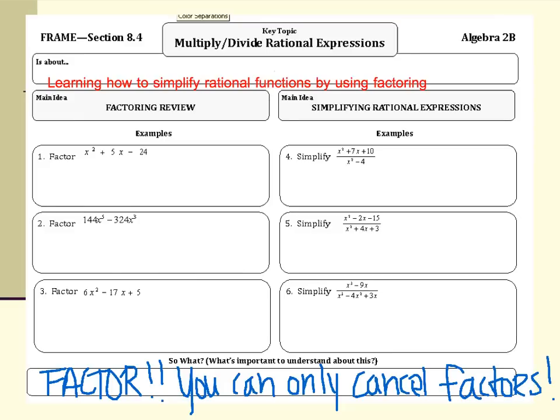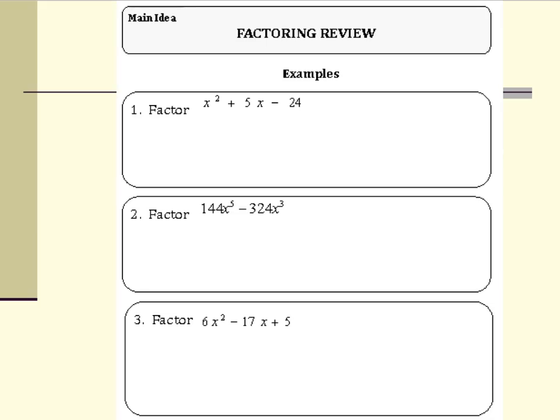Okay, so let's do our first column. So just a little bit of review of factoring. This should be factoring from Algebra 1B that you did, and you also did factoring in Algebra 2A. So this is really x times x. And you've got to think, what can you multiply to get negative 24 that adds up to 5? So what multiplies to get negative 24 that adds to positive 5?